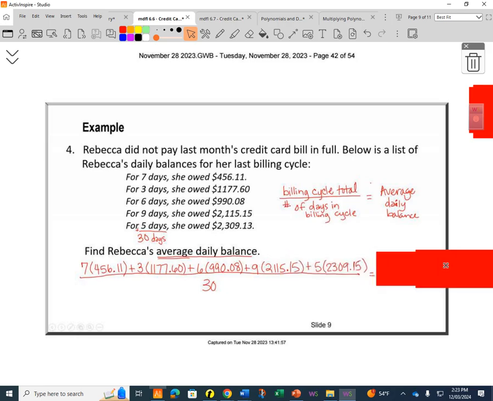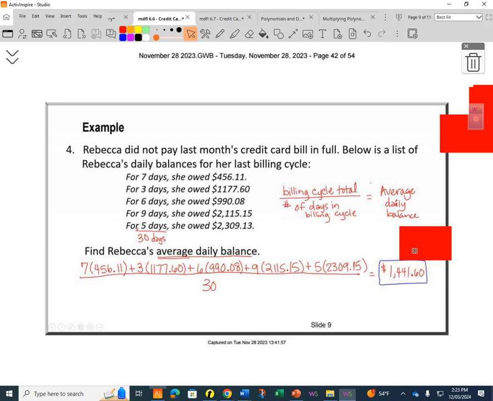So if you do that math and divide by 30, 7 times this, plus 3 times that, plus 6 times that, plug all that in your calculator. You can use your decimal calculator so you can see. Divide by the number of days in the billing cycle, and you'll see her average daily balance is $1,441.60. That's important to know how to find, because that is what your interest is based on, if you don't pay your bill off for the whole month, I think.